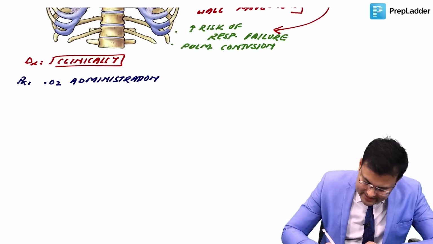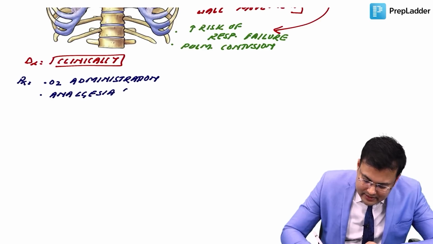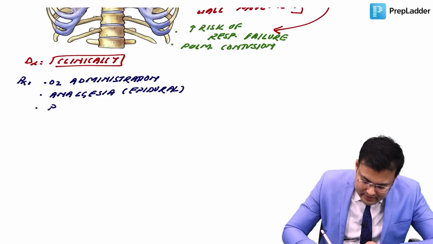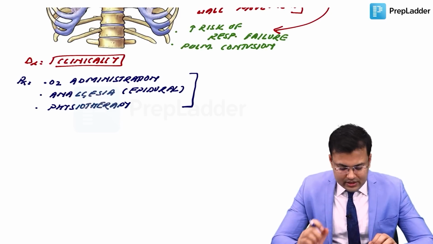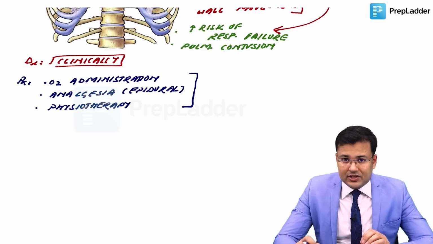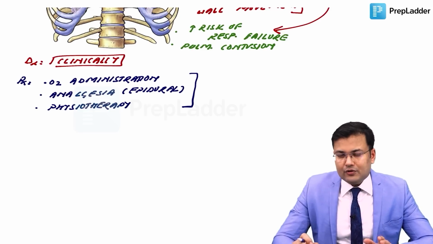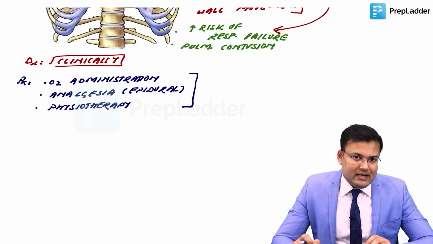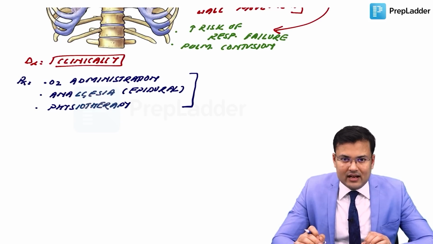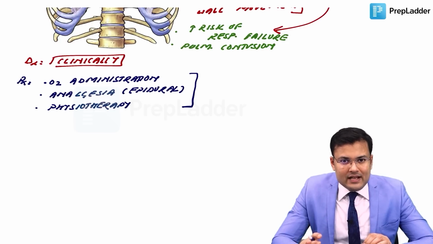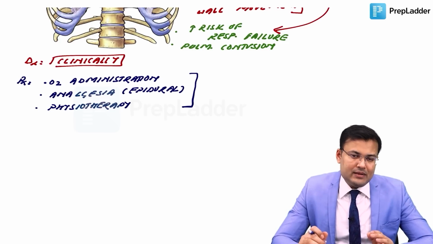In flail chest, the management is oxygen administration, adequate analgesia, generally provided by epidural analgesia, and physiotherapy, right? But in the exam, in the options, oxygen administration and physiotherapy are generally not mentioned. They ask what the treatment of choice of flail chest is: adequate analgesia, and second, intermittent positive pressure ventilation. So the treatment of flail chest is adequate analgesia, and the treatment of choice for flail chest with respiratory failure is intermittent positive pressure ventilation.